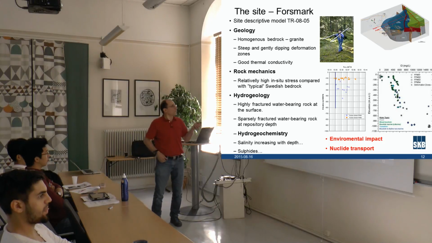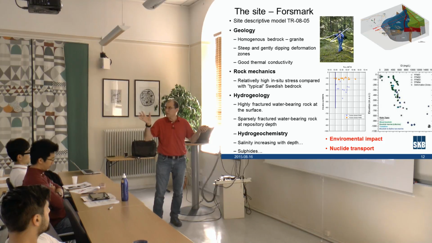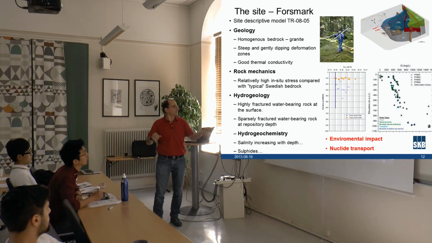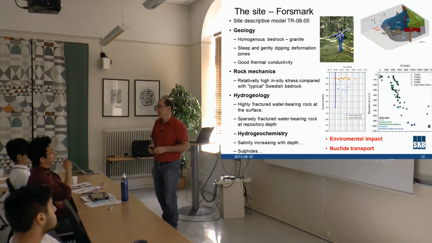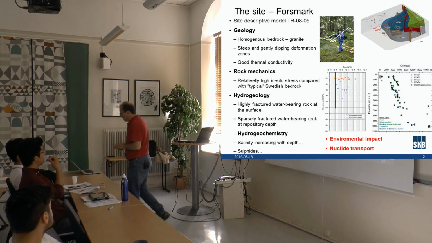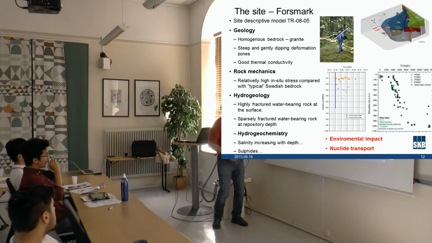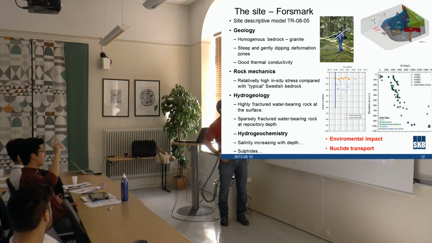And this is actually the result of this. Can someone think about it? We have high stress down here, no fractures. We have a lot of water-bearing fractures on the top. It's not that easy, maybe. What's the question? Can you say what the linkage is between the sparsely fractured rock at depth and the high in situ stress?